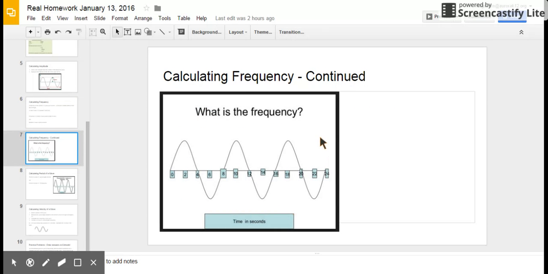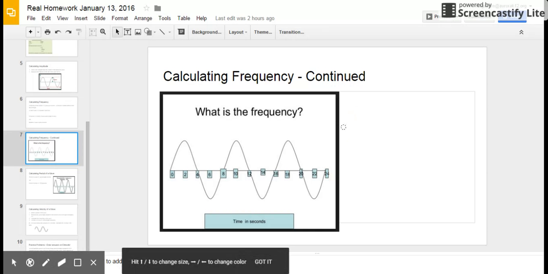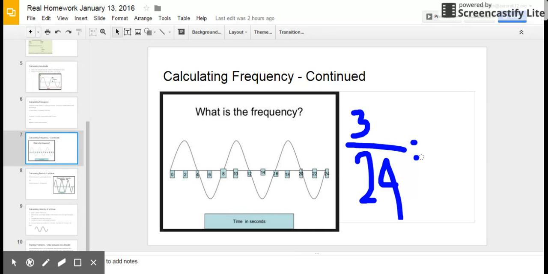For example, here we have 1, 2, 3 waves in 24 seconds. So I would do 3 over 24 because I have 3 waves divided by 24 seconds. So the number of waves in cycles per second is going to be 0.125 cycles per second.